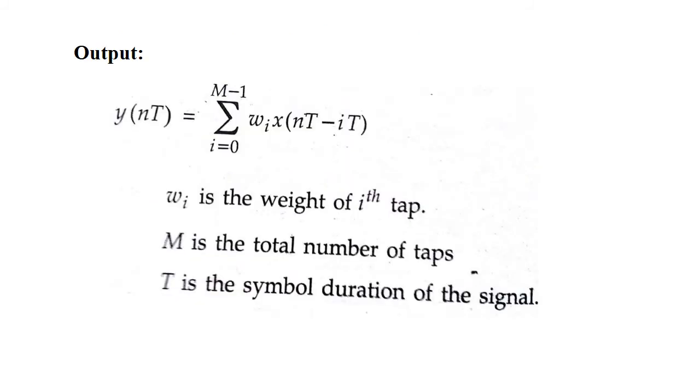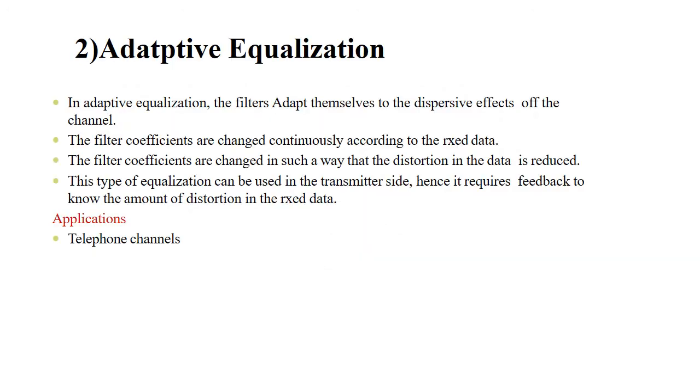So next one, the output of the filter will be y of n T equal to summation i equal to 0 to M minus 1 of w i x of n T minus i T. Here w i is the weight of the i th tap, M is the total number of taps, and T is the symbol duration of the signal. So next one is adaptive equalization. In adaptive equalization, the filters will adapt themselves to disperse the effects of channels.